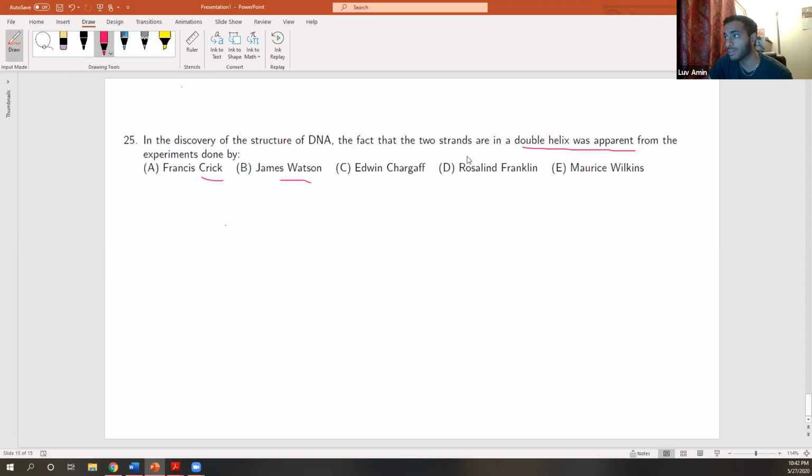What happened was Rosalind Franklin actually identified it through X-ray diffraction experiments, and she saw the results of a double helix in DNA. So it was actually a combination of both Watson and Crick and Rosalind Franklin that eventually figured everything out. But if we're talking about the person who identified the structure of DNA and proved that it was a two-strand double helix, that would probably be Rosalind Franklin.